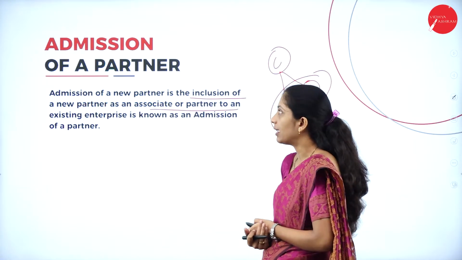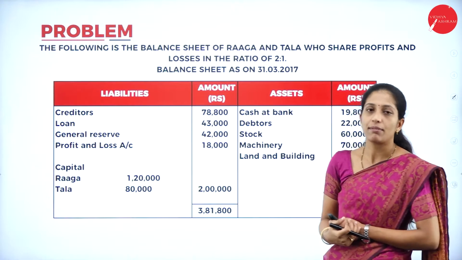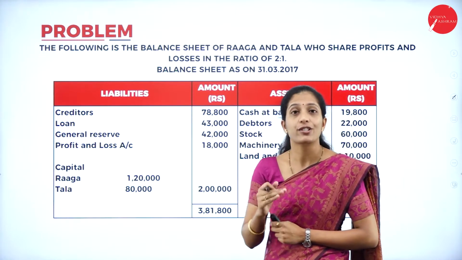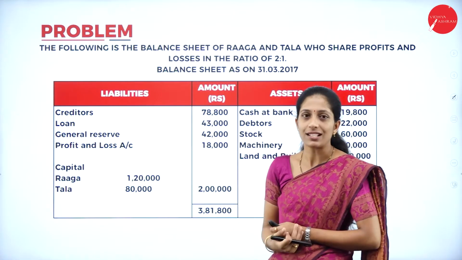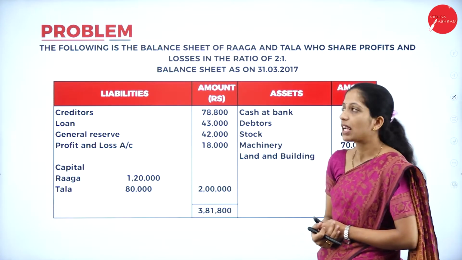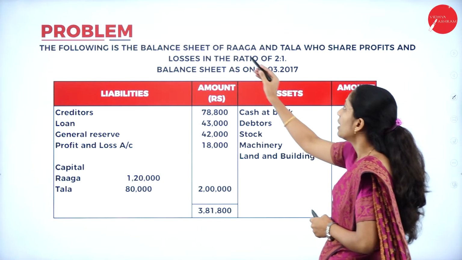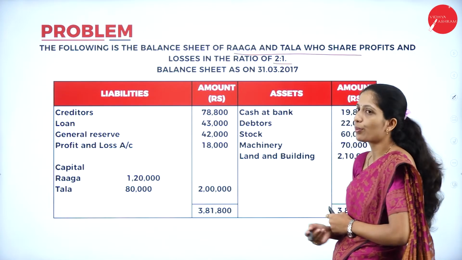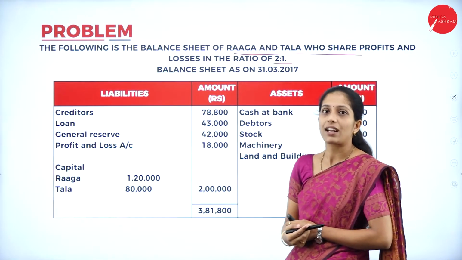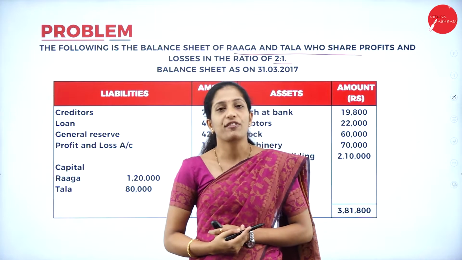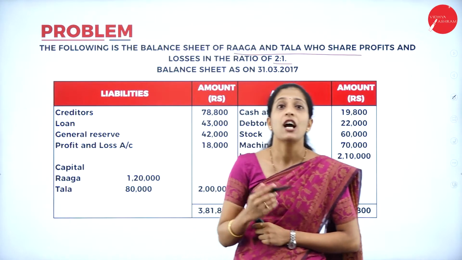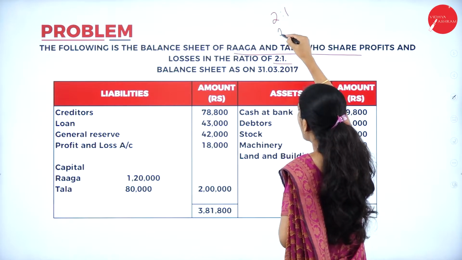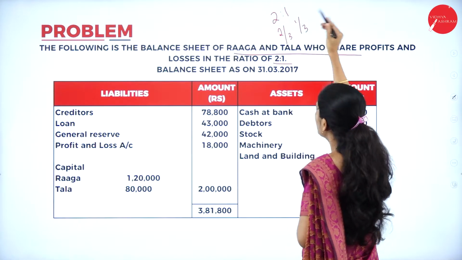Admission of a partner. Now we shall go through a 15 marks problem on admission of a partner. Very easy problem. We had already solved many problems relating to this unit. Now go through the problem here. The following is a balance sheet of Raga and Thala, who share profit and loss in the ratio 2:1. There are two partners, Raga and Thala. Their profit sharing ratio is 2:1, that is 2/3 and 1/3.